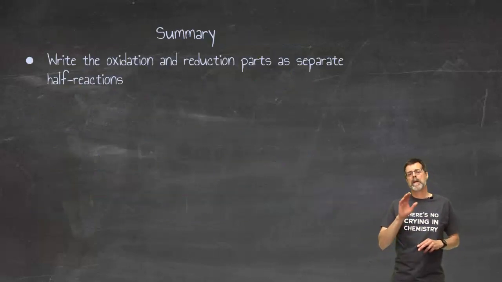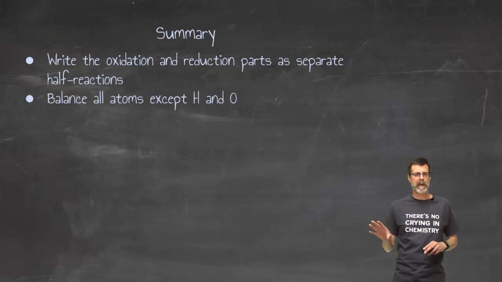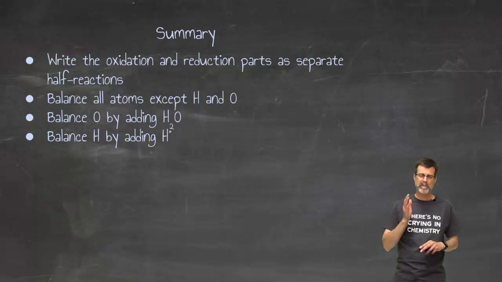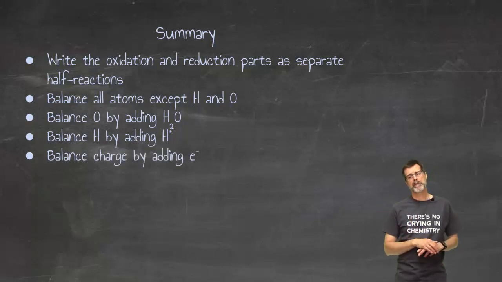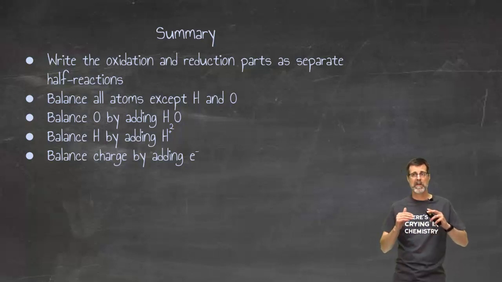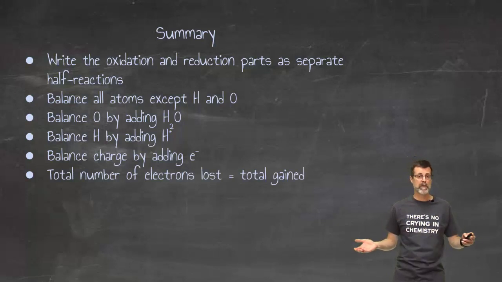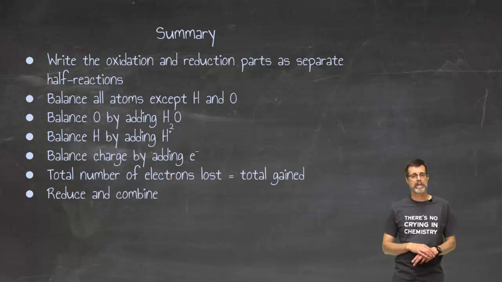Okay, steps again: write out the half reactions. Balance all the big atoms, everything other than hydrogen and oxygen. Balance oxygen, it's next biggest. Balance hydrogen, the smallest of the atoms, using H+, and then balance the overall charge using electrons. Again, this last step is where most of the mistakes happen, because it's hard to think about adding negative charges. Then make sure that the totals add up and multiply reactions as you need to, and then combine and reduce, or reduce and combine.